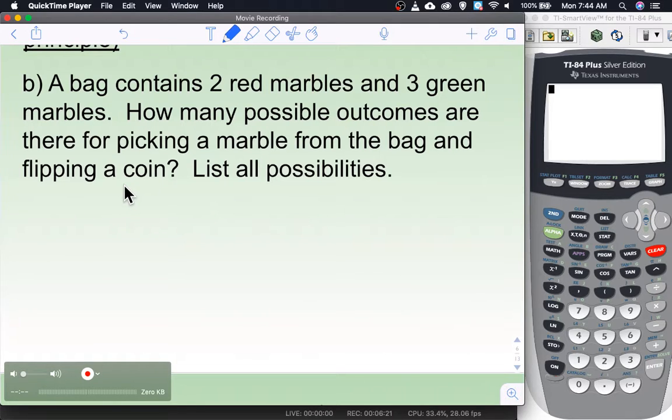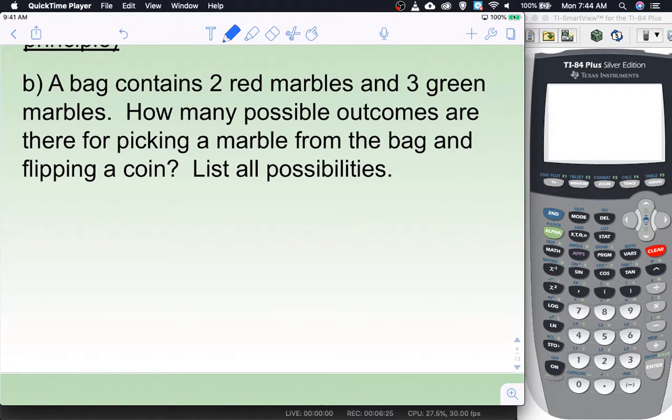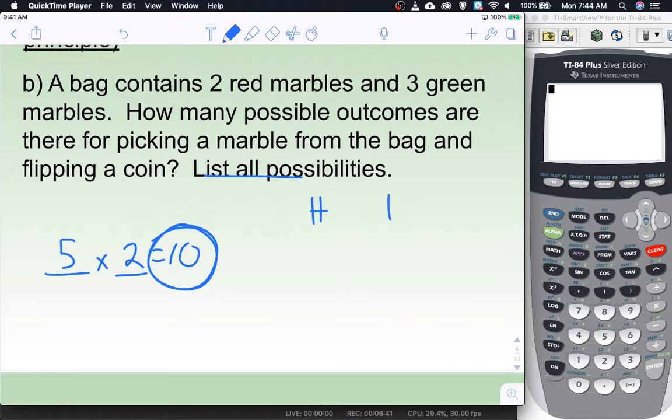Well, how many marbles are in the bag? There are 5. How many options are there when you flip a coin? There are 2. So I say there should be 10 possible things that could happen. So I'm going to make that table again for listing my possibilities. So I have heads, tails.